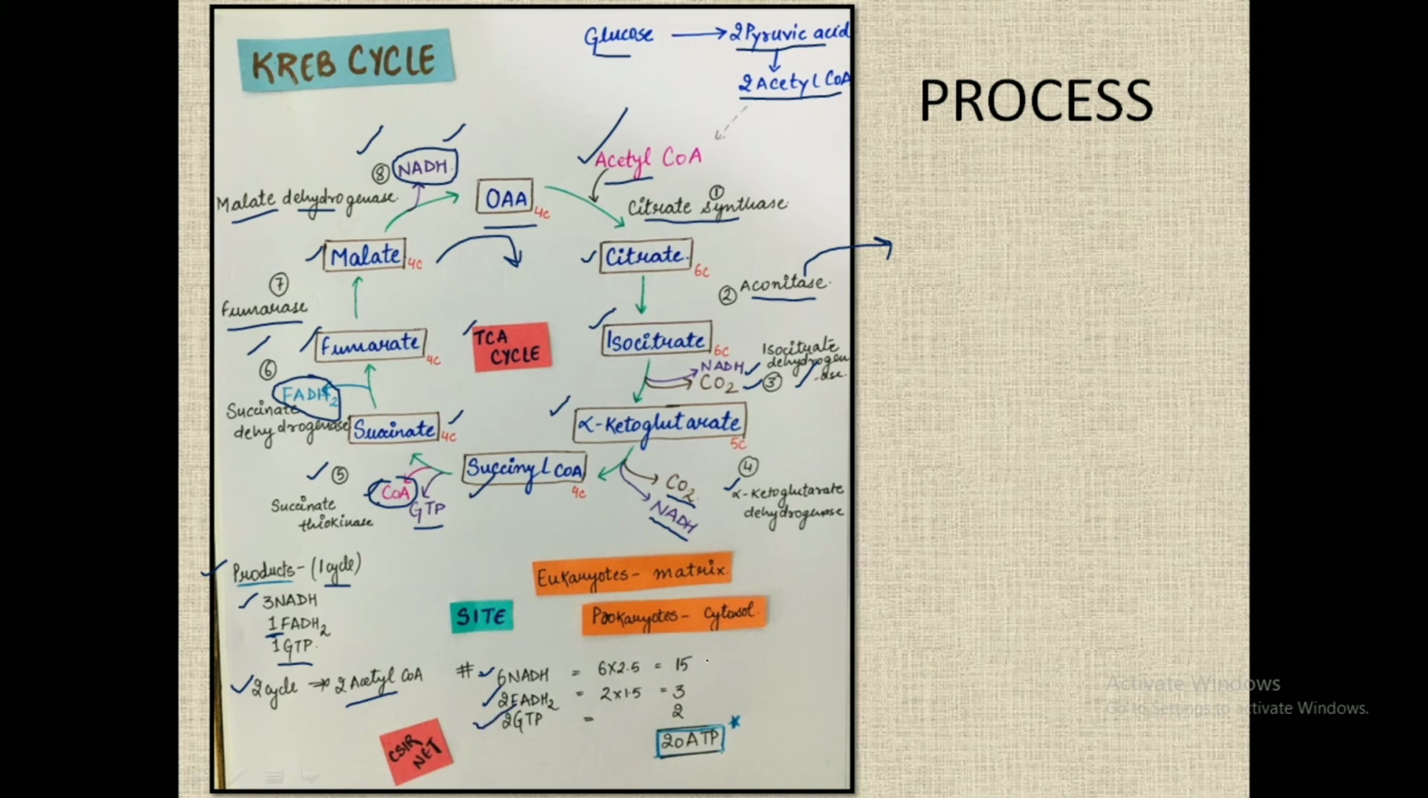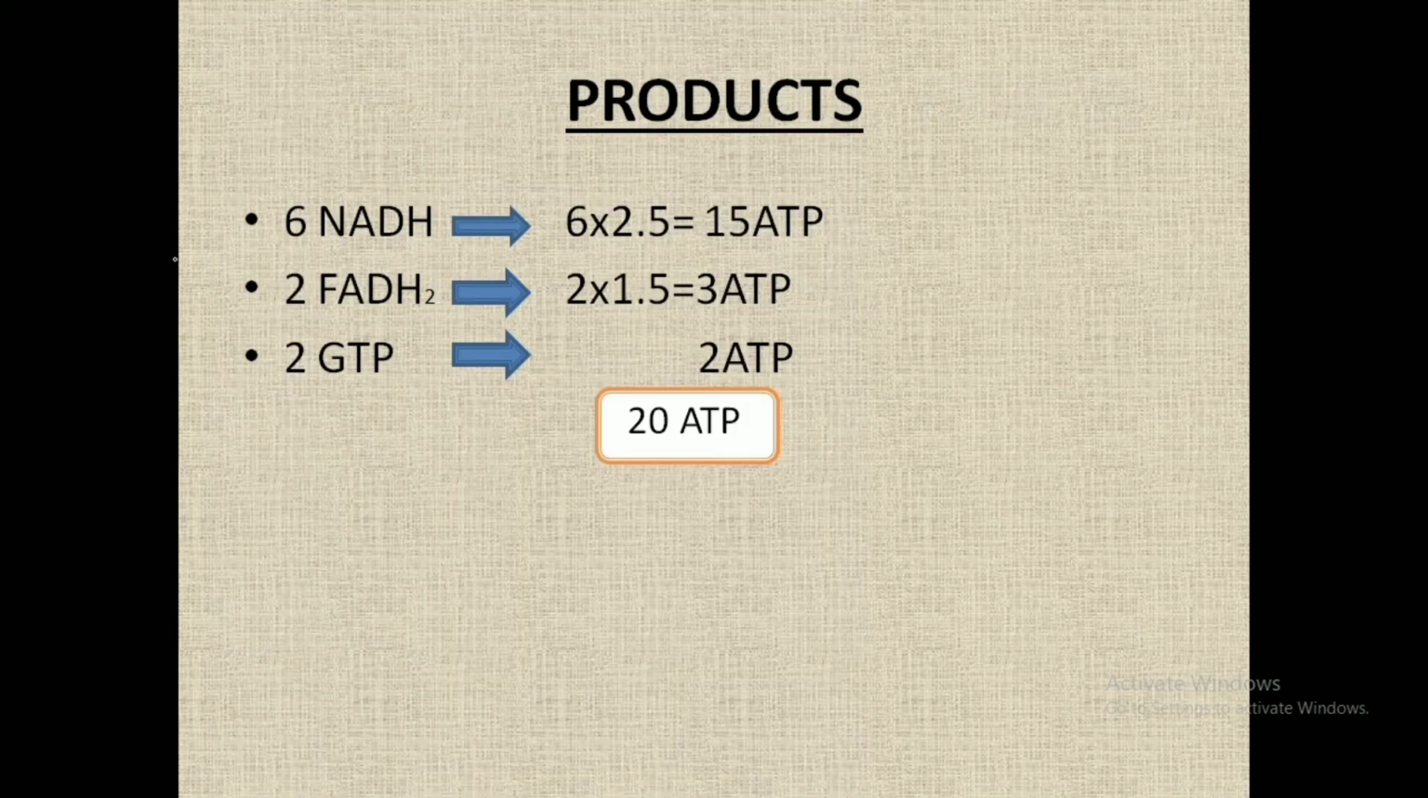And after the calculation, we will get 20 ATPs in total. How 20 ATPs? Because 1 NADH is equivalent to 2.5 ATPs and 1 FADH2 is equivalent to 1.5 ATPs. So after subsequent calculation and addition, we got 20 ATPs in total. So these are the products of the Krebs cycle. We have 6 NADH, 2 FADH2 and 2 GTPs. And in total we have 20 ATPs produced.